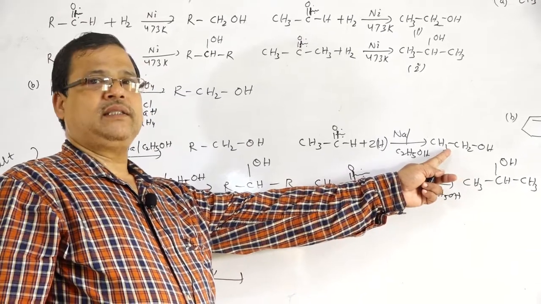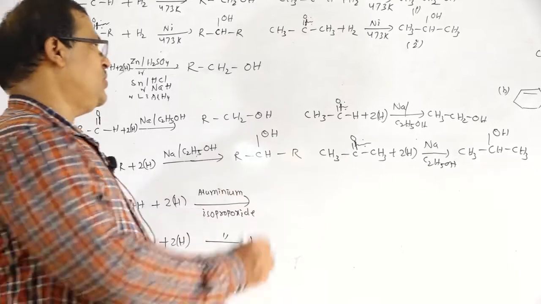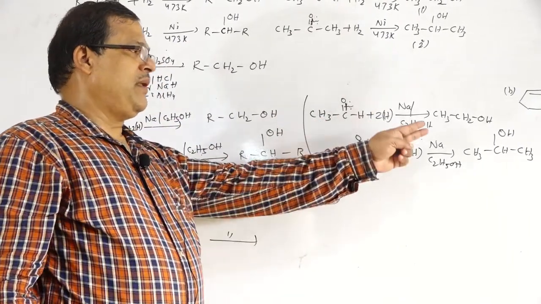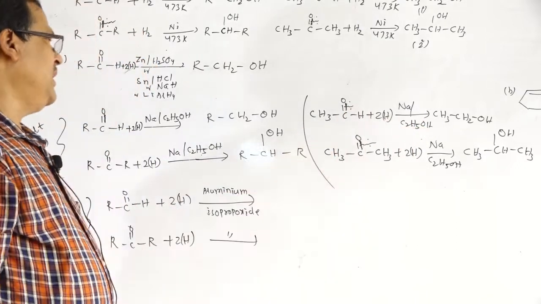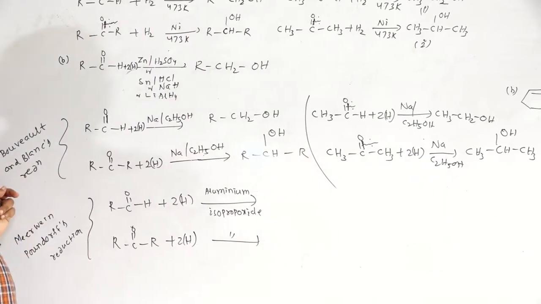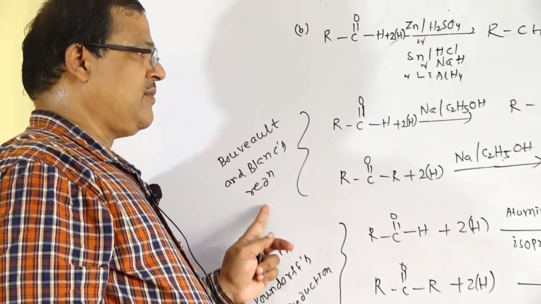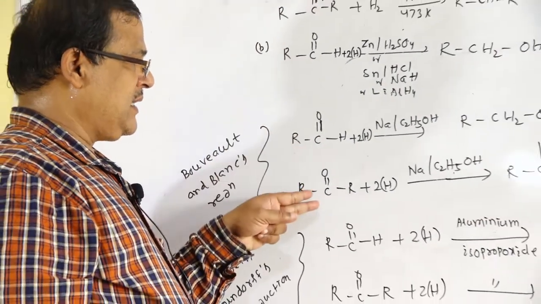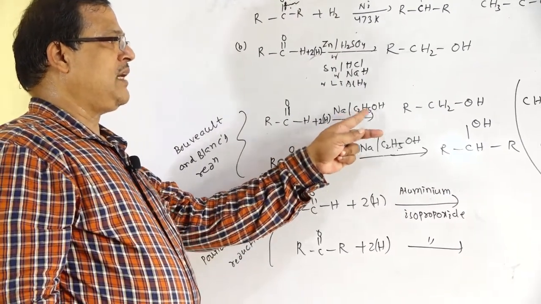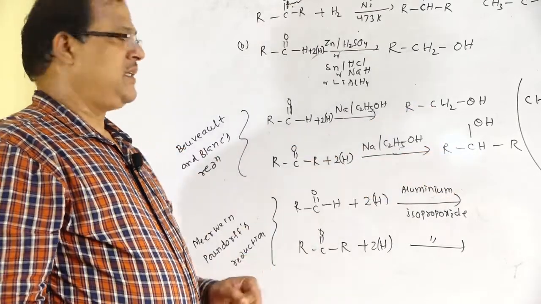So the first one is ethyl alcohol, the second one is propan-2-ol. So these are the reactions: aldehyde will form primary alcohol and ketones will form secondary alcohol. That is reduction. These are the Bouveault and Blanc reduction, that is reduction of aldehydes and ketones in presence of sodium and ethyl alcohol to form primary alcohol and secondary alcohol respectively.